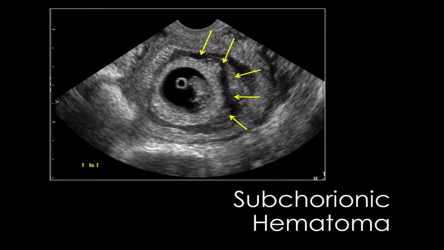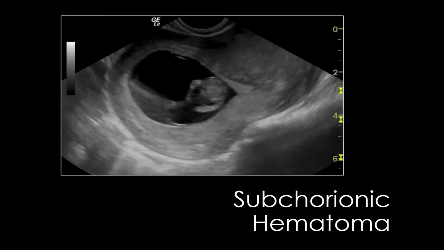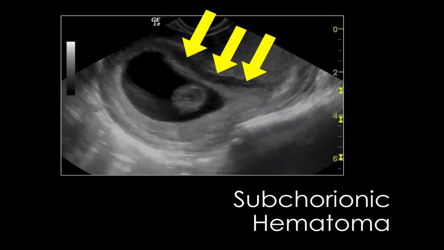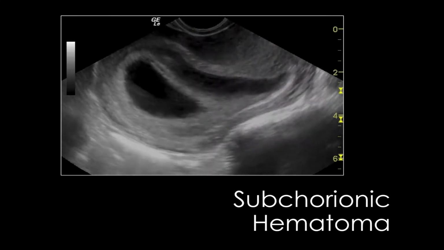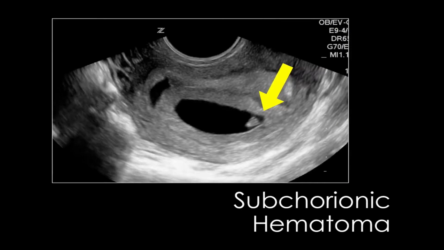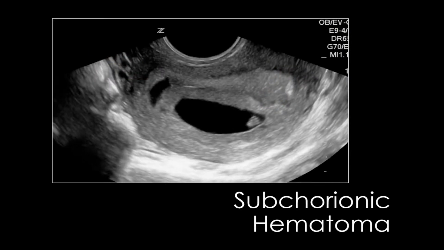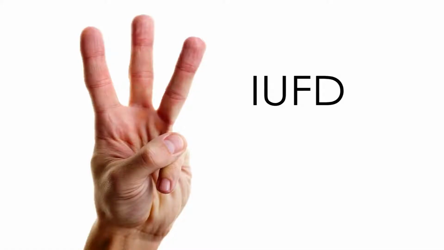In this image, you see fluid around more than 50% of the gestational sac. This video demonstrates a very large hematoma covering more than 50% of the surface of the chorion. Here we see an intrauterine pregnancy with a smaller subchorionic hematoma. The third indicator is intrauterine fetal demise.